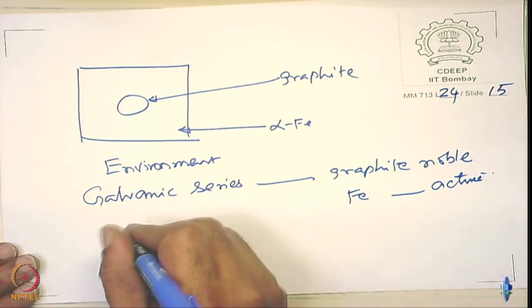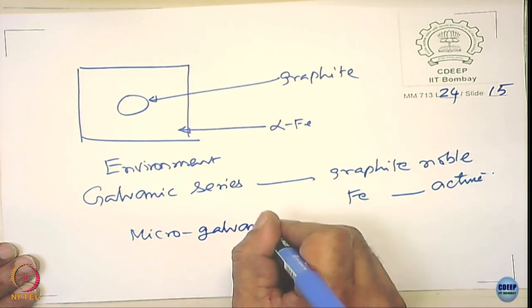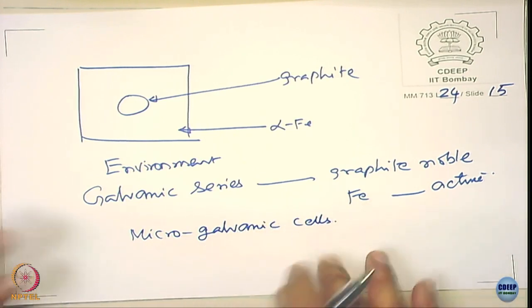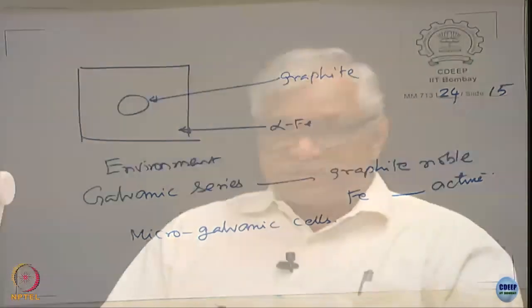So, what is going to happen? You are going to have micro galvanic cells. It is not a typical dealloying like what you see in your brass or maybe in cupronickel alloy system. Here there is a distinct graphite phase and there is a distinct matrix of alpha iron, and so they have different noble and active characteristics, and the one which is noble will act as a cathode, the one which is active will be suffering corrosion, actually serious corrosion here.